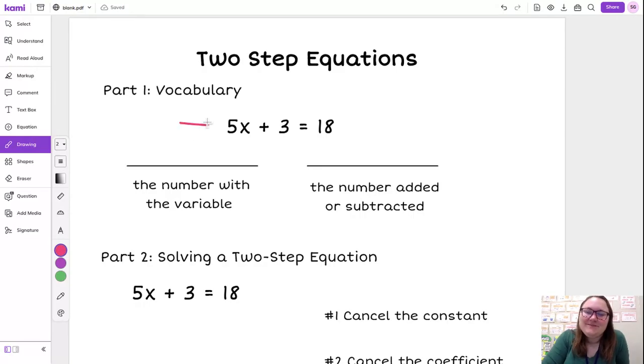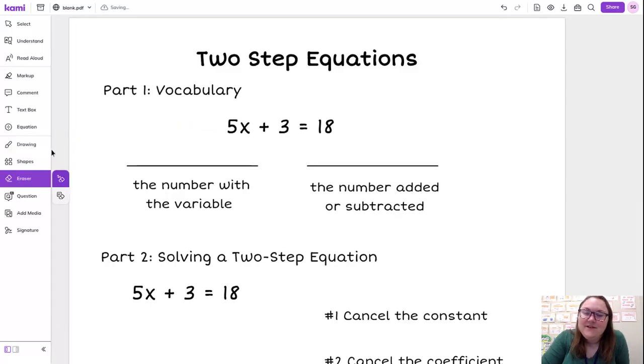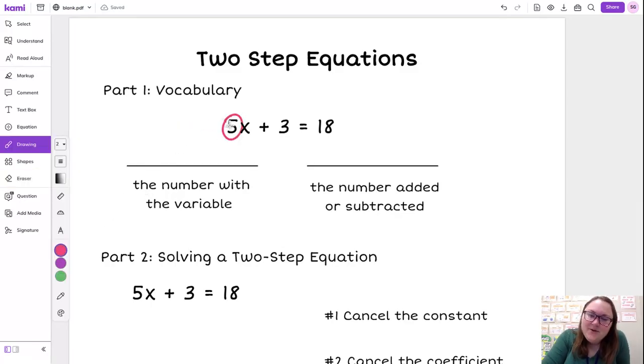Two-step equations look something like this, where there are two numbers on the same side as your variable. The first number is going to be that number with your variable. This word we've heard before, it is the word coefficient. And so remember, coefficient is that number in front of the letter or your variable that's being multiplied. The other number that is on the same side of the equation as your variable is this number here, and we call that number the constant. The constant is going to be the number in your equation that is added or subtracted. So here we're adding 3, so 3 is our constant.